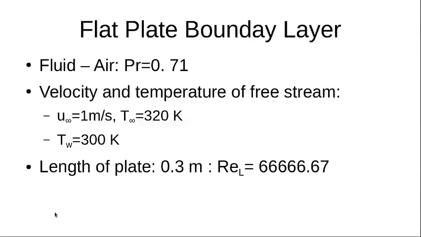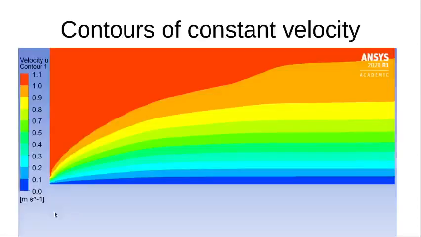So the first slide shows the contours of constant velocity. So different colors indicate different velocities. So you can see here between 0 and 0.1 it is this dark blue, and then 0.1 to 0.2 is this color, and so on.